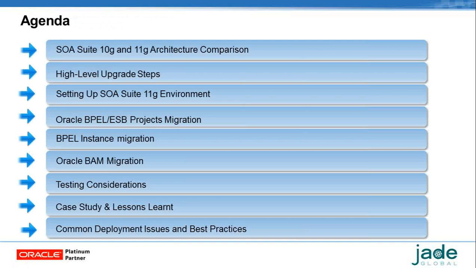So today's topic of discussion is mainly focusing on how to migrate the Oracle Service-Oriented Architecture 10G suite to the 11G suite. If we go over the agenda, we would be doing an architecture comparison between 10G and 11G, and we would review the high-level upgrade steps that are required, and then how we can set up the 11G suite environment. We also would like to see what options are available for BPEL and ESB projects migration, BPEL instance migration, Oracle BAM migration, and what are the key things that we need to keep in mind when we do the testing of the migrations.